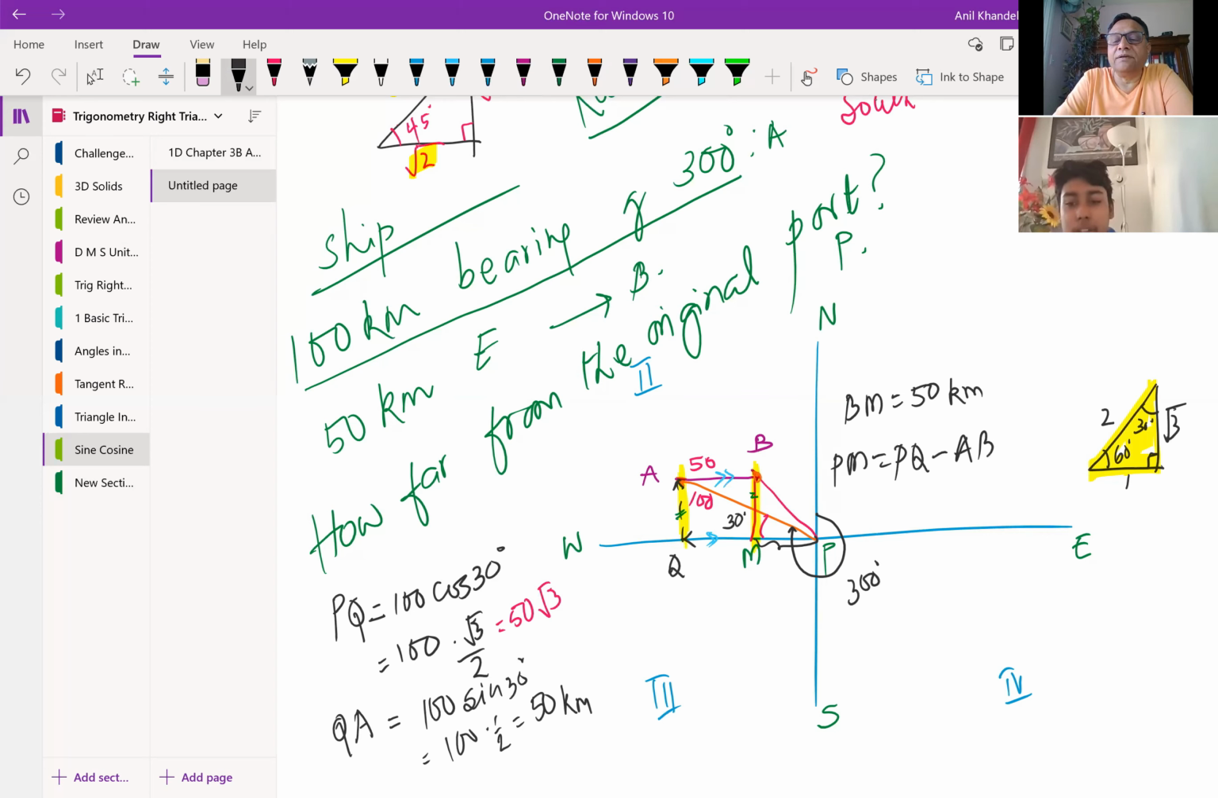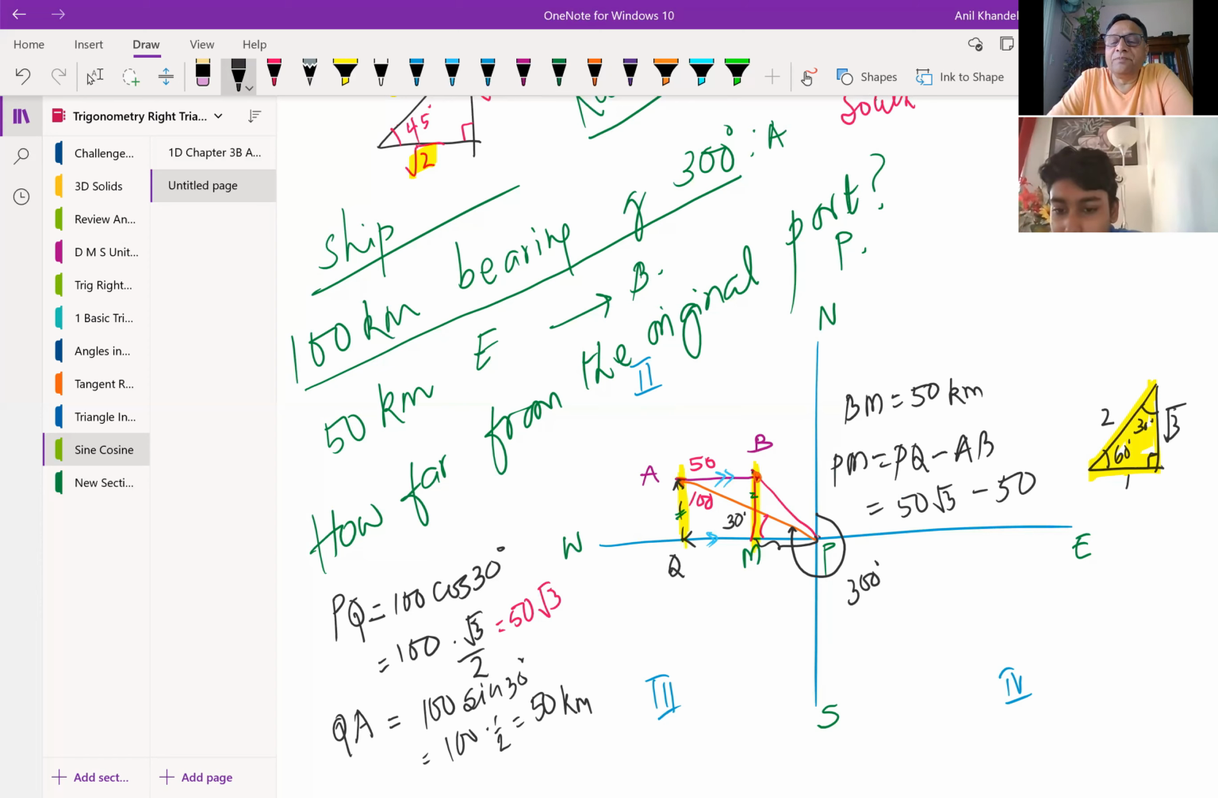It came back. Okay, 50. Sir, so this is 50 square root 3 minus 50. You get the idea, right? So yes, we know, sir. Now how much it is horizontally, right? You can calculate this value.